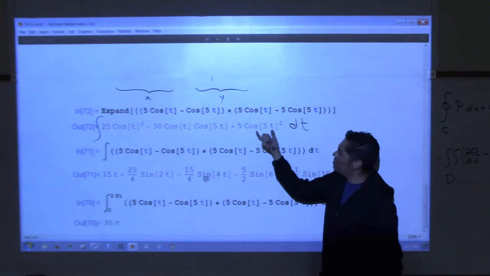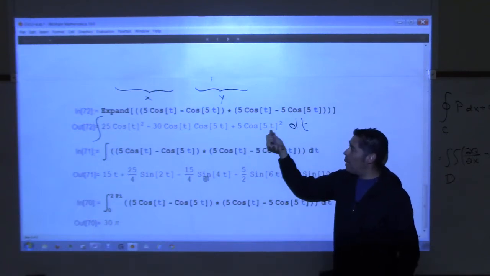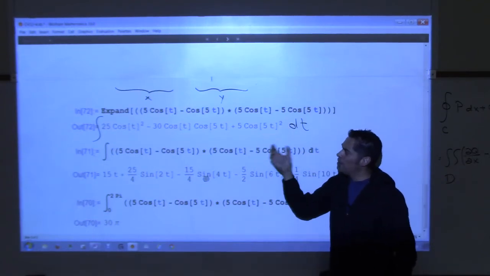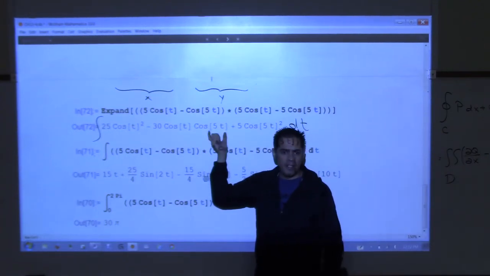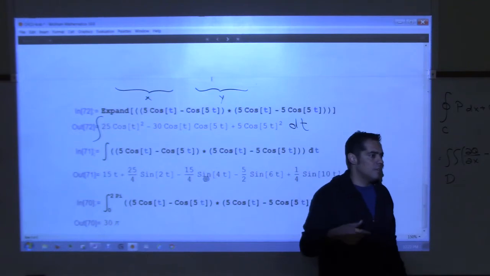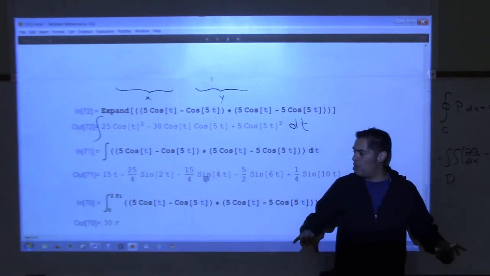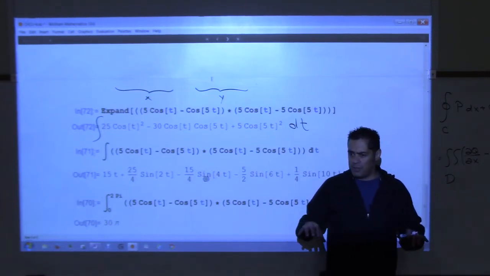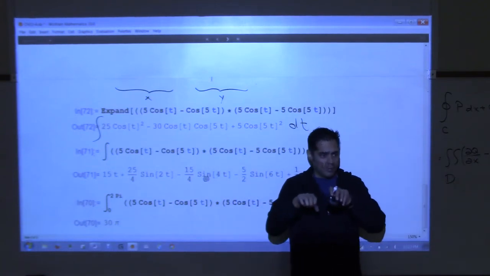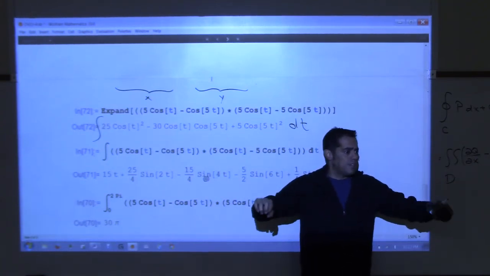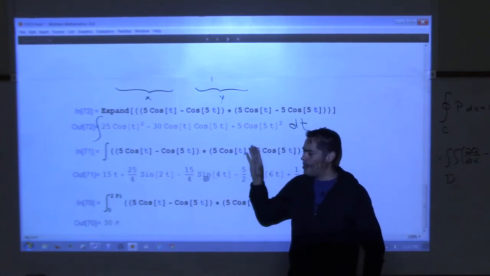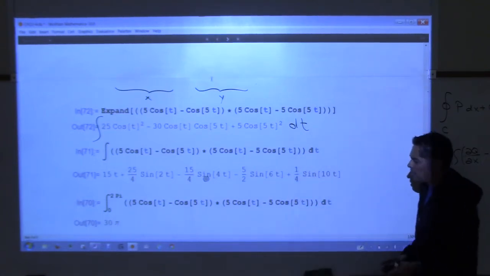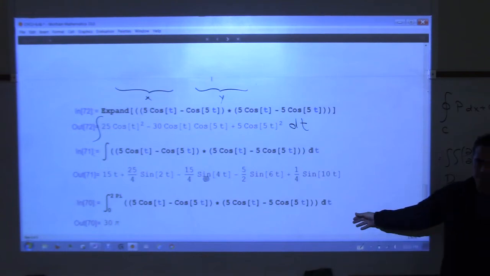You'll have another cosine squared t out here, but it's cosine squared 5t, so you'll do a power reduce there. The only trouble part was this piece right here, because it was cosine t, cosine 5t. And you go back to pre-cal and you use your product to sum formulas for your trig functions. So if you have a product between 2 trigs, you can turn it into a sum. And once you turn it into the sum, then you can do them piece by piece. Other than that, it's pretty straightforward. I think, yeah, 30 pi is the final answer.